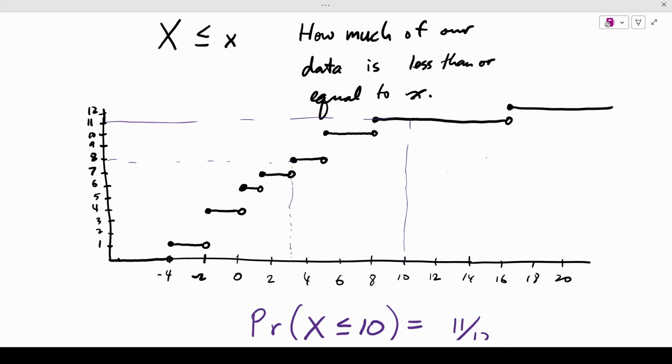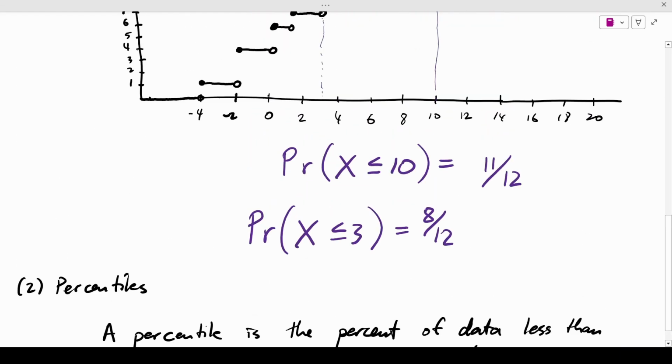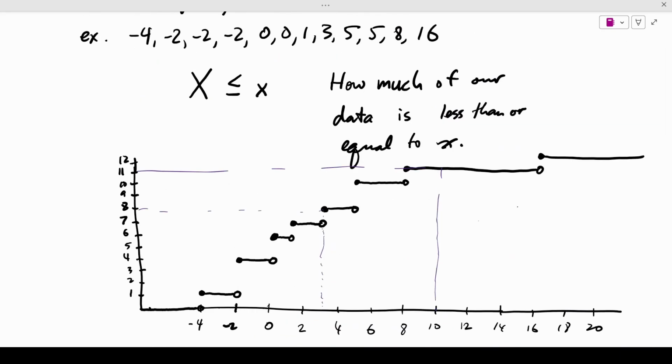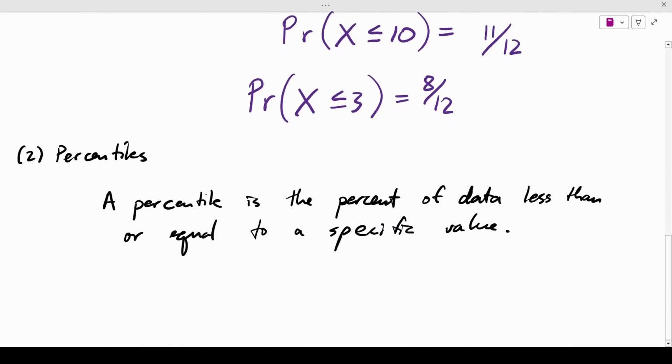Okay, next let's talk about percentiles. A percentile is the percent of your data that's less than or equal to a specific value. In other words, a percentile is directly connected to the cumulative frequency. Basically, instead of looking at counts, you're looking at these as percents. Moreover, Q1, Q2, which is the median, and Q3, these are special percentiles. So for example, Q1 is the value at which 25% of your data is less than or equal to it.